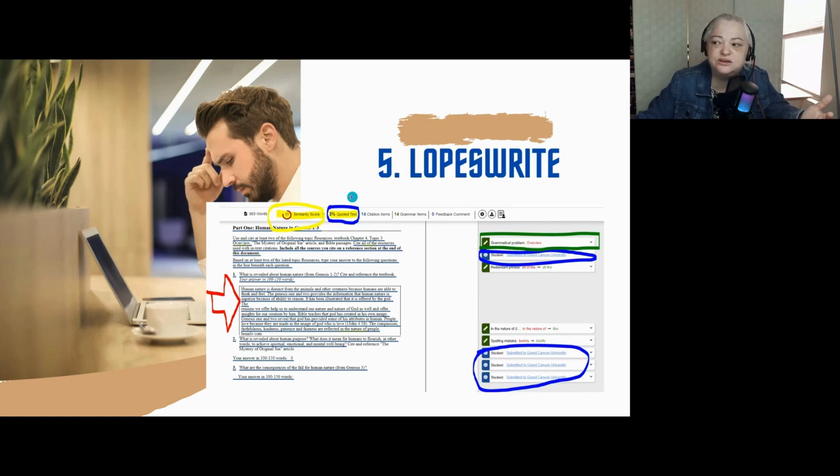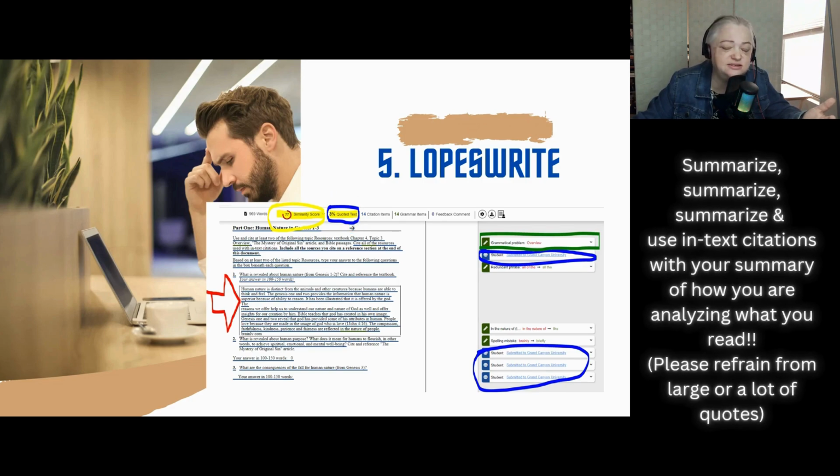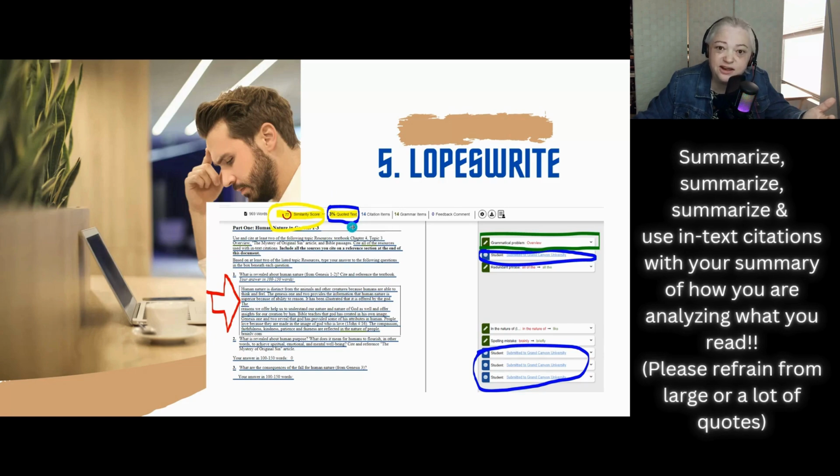Next to that, circled in blue, is the percentage of quoted text in a paper. And this is critical in academic writing. No more than 20% of a paper can be directly quoted, and the lower the better. Summarize the content instead of directly quoting it. Summarize it. Don't quote it directly.